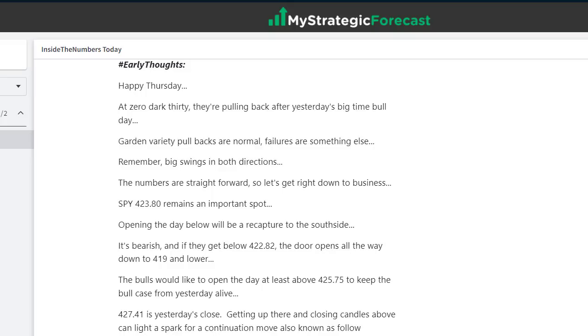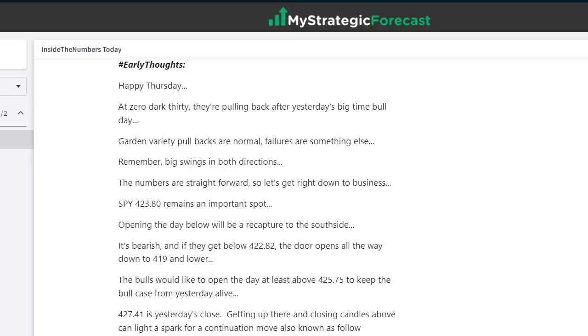It's actually in the 80% of the 100% routine, the 80-20 rule. 80% of the time, the same stuff happens over and over again, and therefore, it's normal. Remember, big swings in both directions. Expansion of volatility, we have to expect big swings in both directions. So the numbers were straightforward. Let's get right down to business.